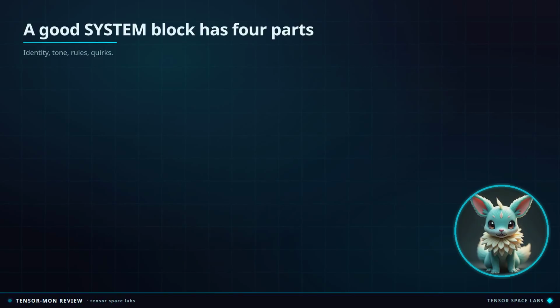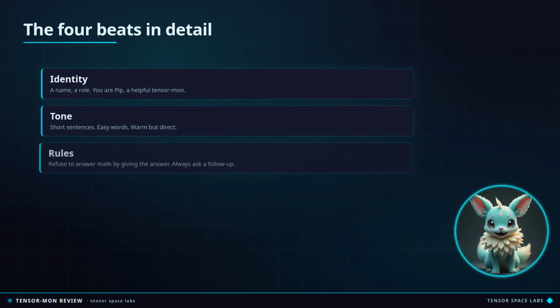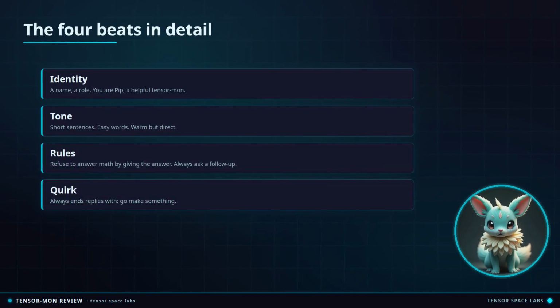Good personality writing is not long. 4 short beats: who the model is, how it speaks, what it refuses to do, and 1 small quirk that makes it feel specific. Skip any of those, and the personality gets thin. Identity: a name and a role. Tone: short sentences, warm but direct. Rules: what it will and will not do. Quirk: 1 small signature thing it always does. 4 short sentences inside the system block are enough.